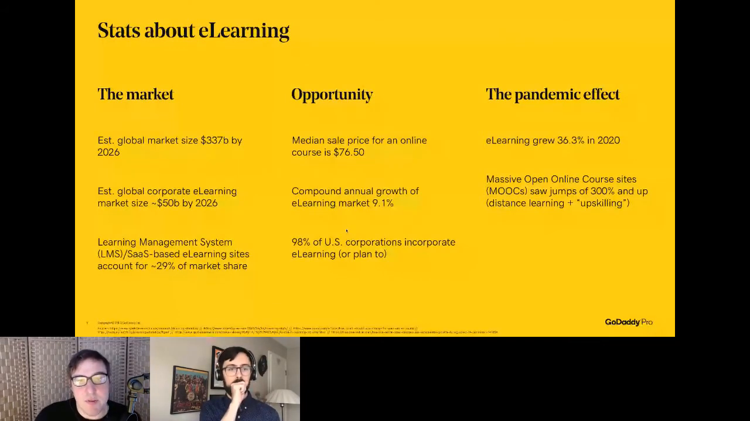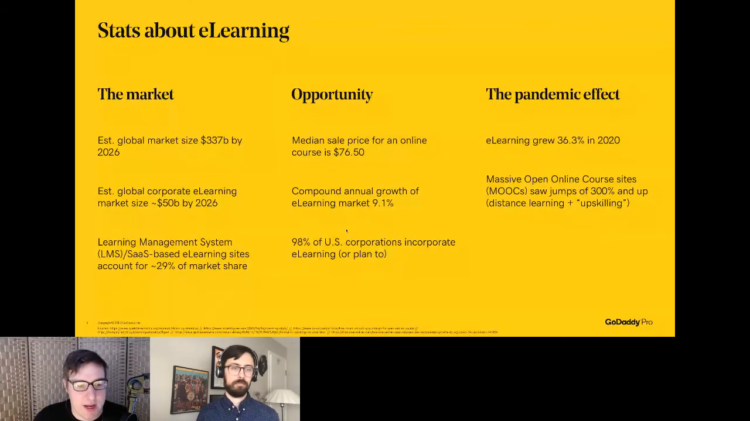And something that may be relevant to you as well, if you're teaching classes that might appeal to corporate accounts, is that the global corporate e-learning market size should be about 50 billion by that time. So roughly 1/7 of the total market size, but it's still a pretty significant chunk.